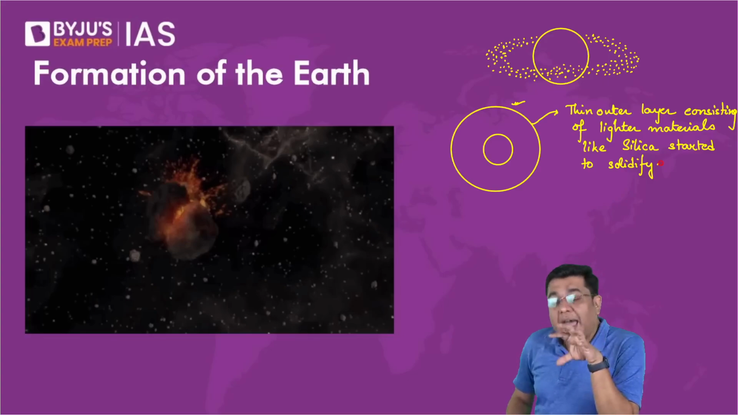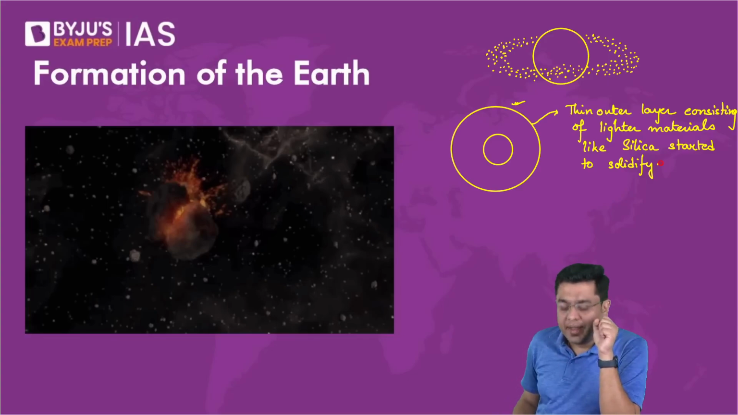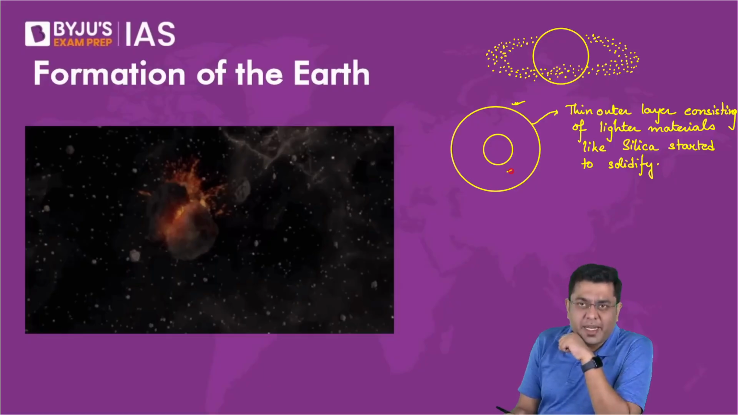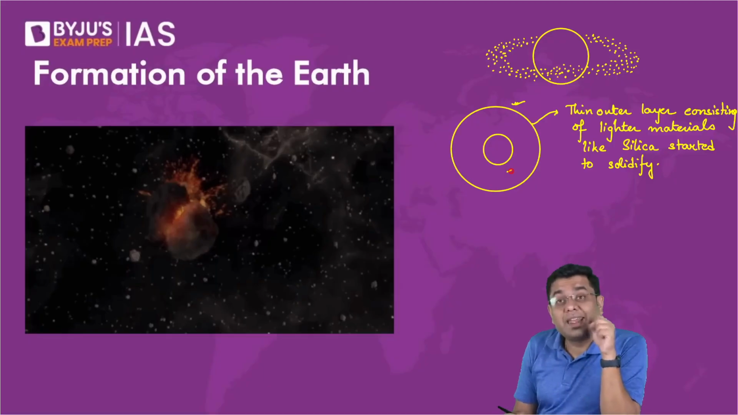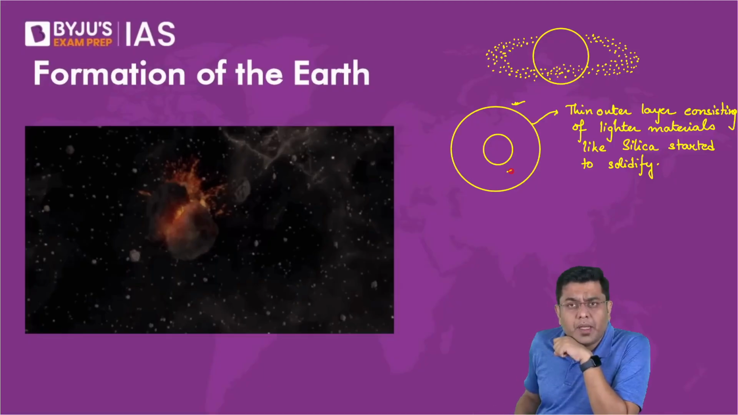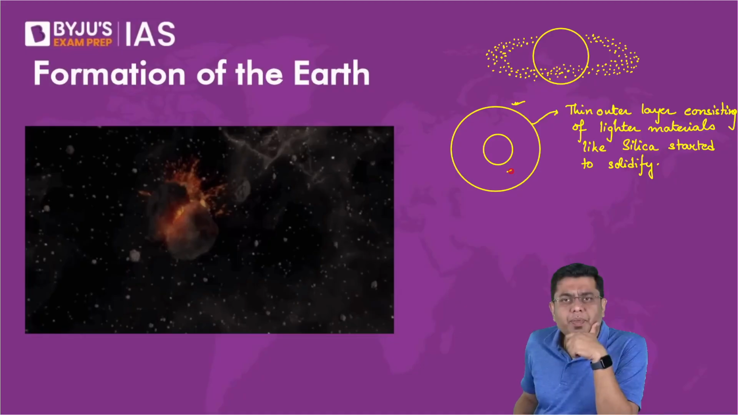Now, as the outer surface solidified, the inner surface was pretty much in a liquid state. When I say the inner materials were in a liquid state, you also had gases which were trapped. Now, here you might have a question: till now we were considering solid and liquid. Where did gas come into the picture?